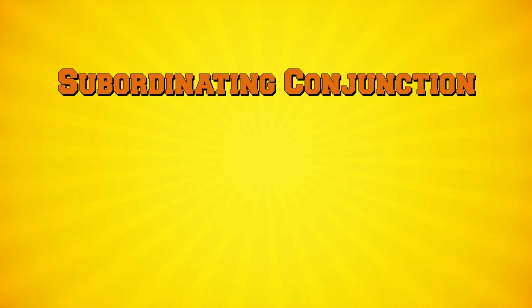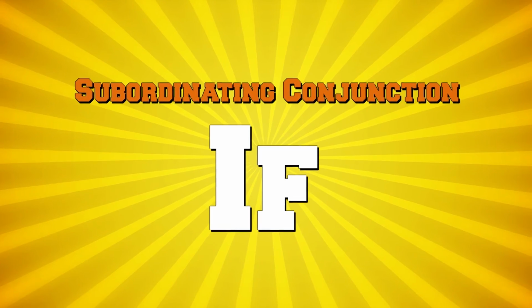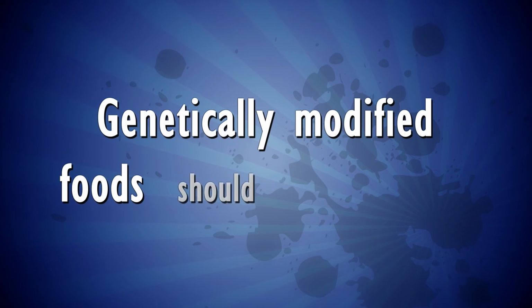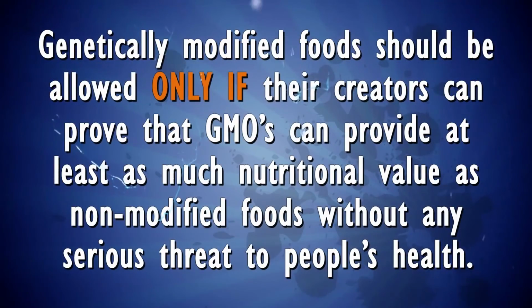A subordinating conjunction like if can allow you to qualify or put conditions on your claim, which answers questions like when, or how much, or how often. Say you've got a thesis statement like this. Genetically modified foods should be allowed. This is a good claim, it's just very broad. So add an if clause to put some conditions on it. Genetically modified foods should be allowed only if their creators can prove that GMOs can provide at least as much nutritional value as non-modified foods without any serious threat to people's health.